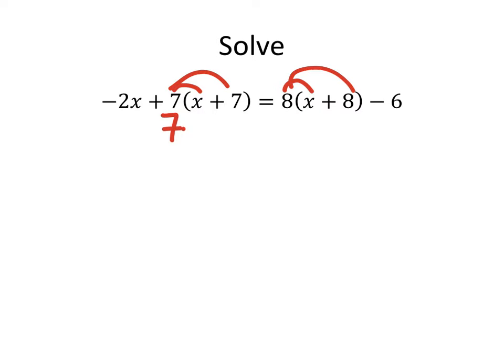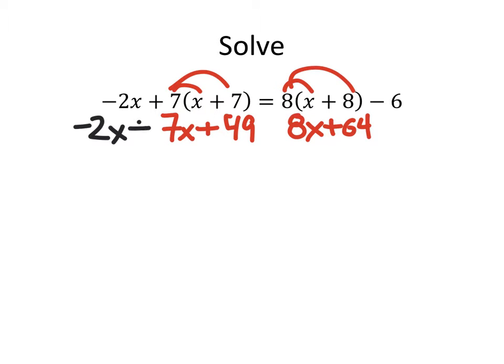So I've got 7 times x, which is 7x, and then 7 times positive 7 would be 49. And then over here we're distributing in 8. 8 times x is 8x, and then 8 times positive 8 would be positive 64. So again, I rewrite my new equation like this. That's a positive 7x, and then just the minus 6 right there.